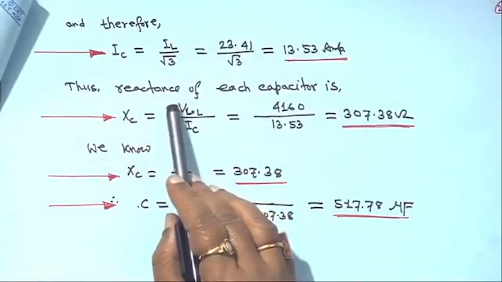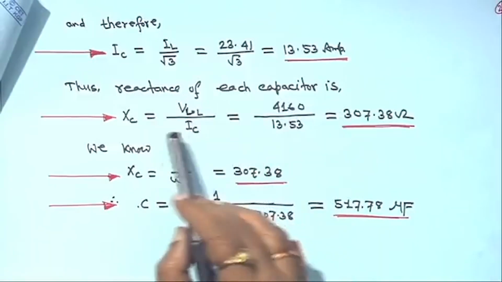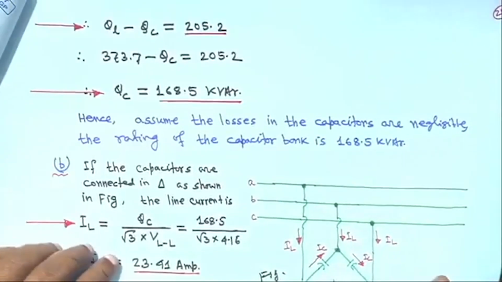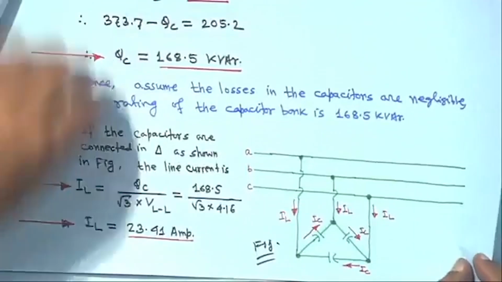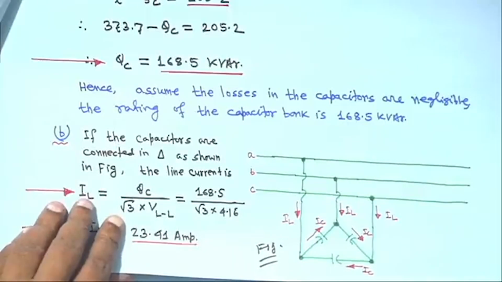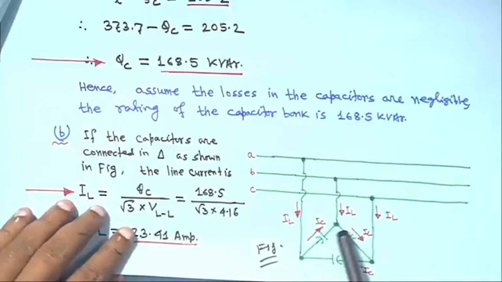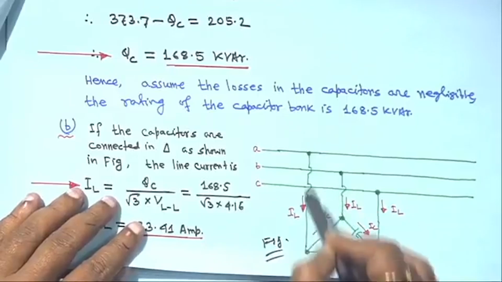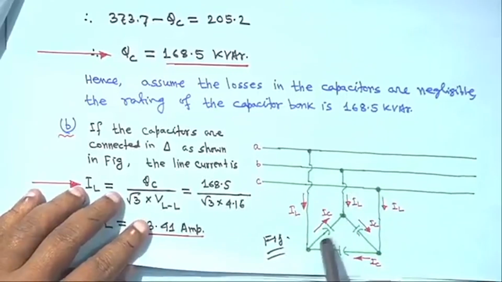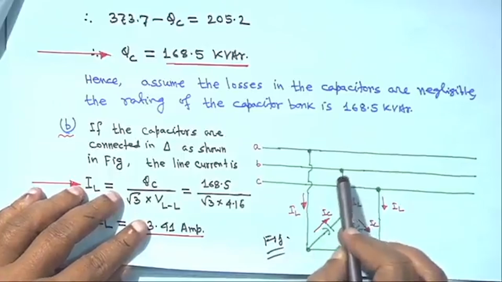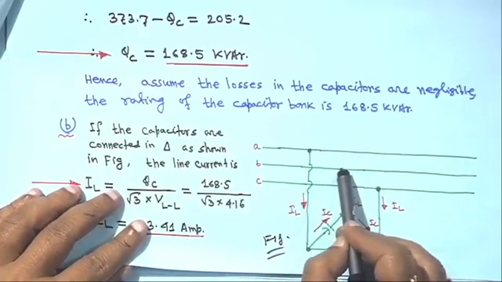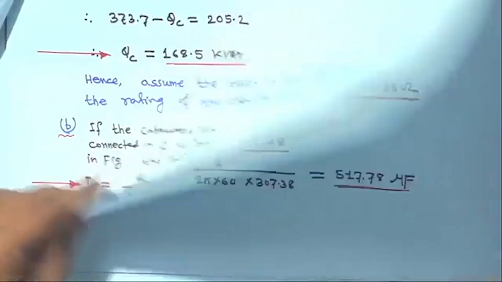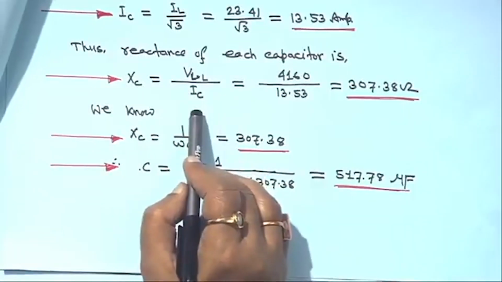Therefore, Xc, the reactance of each capacitor, we can write Xc is equal to VLL upon IC. This is a delta connection. So, the line to line voltage is impressed across the capacitor, because this point is the same as this point. Just take one example. That is why we are taking Xc is equal to V line to line upon IC.